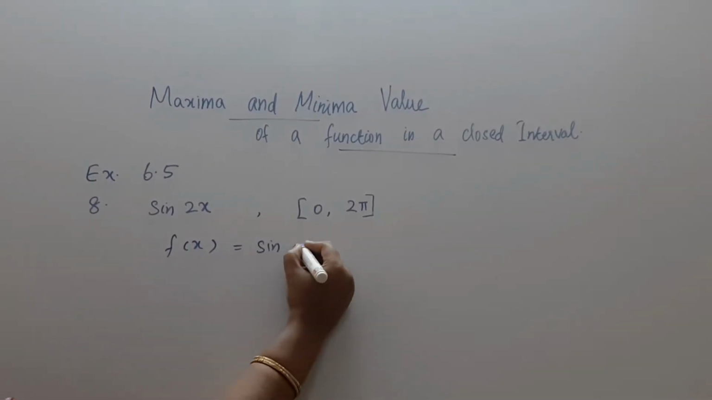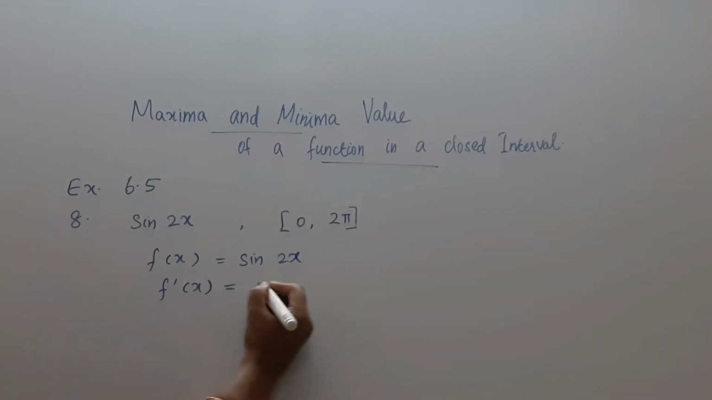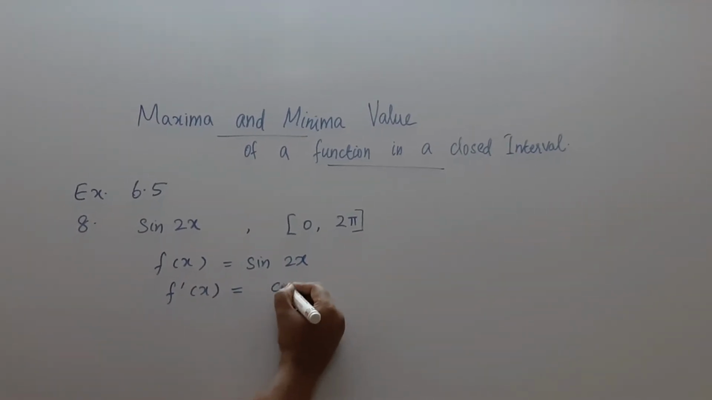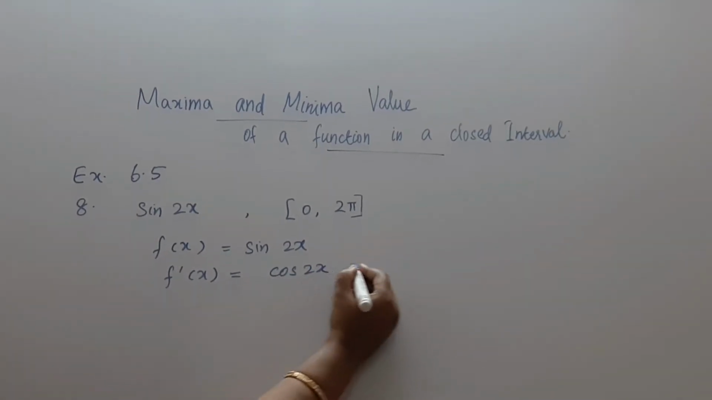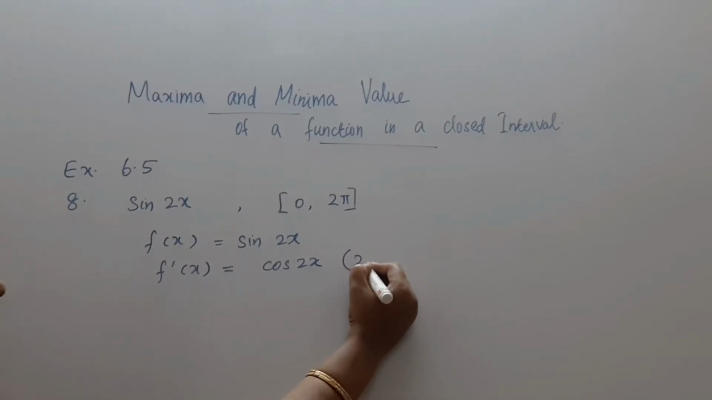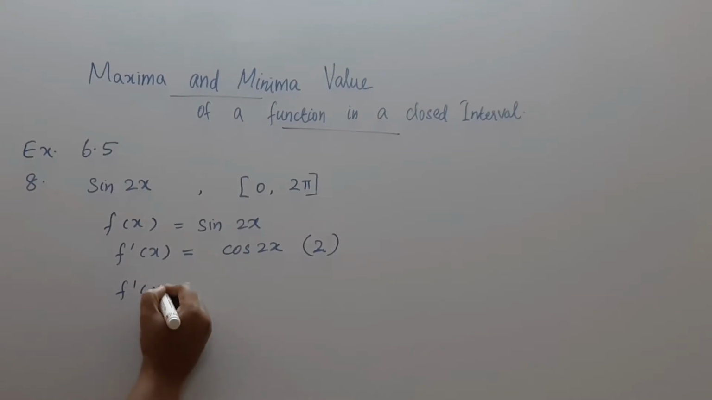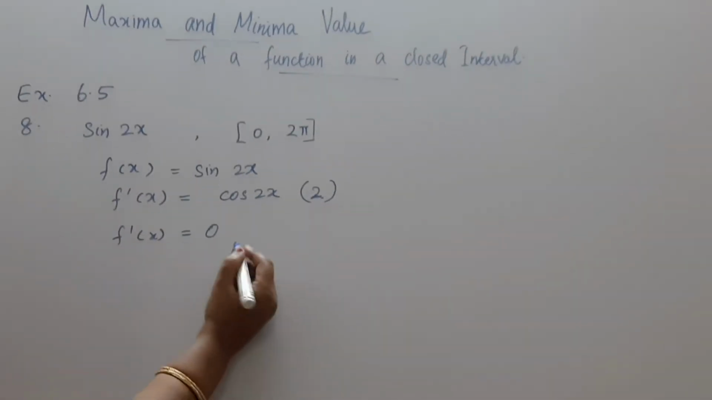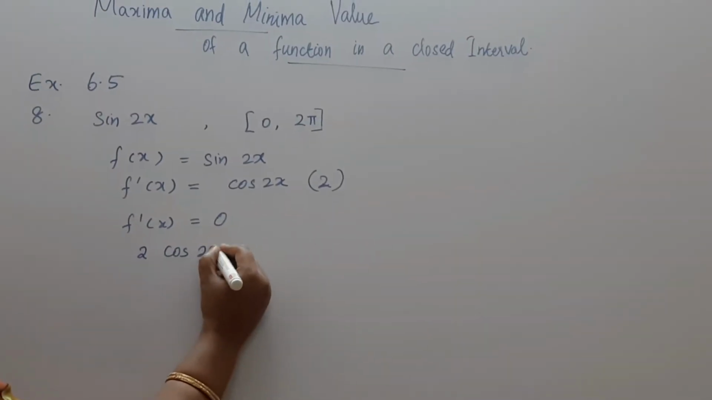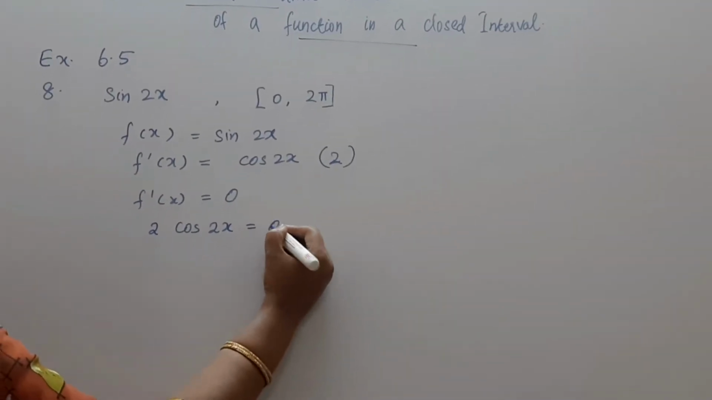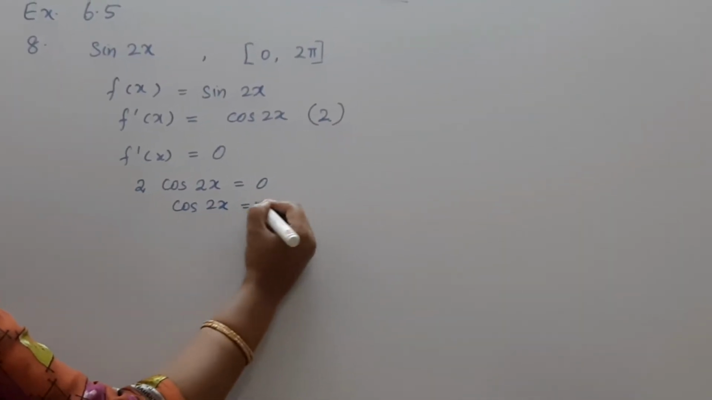The procedure is, first we have to differentiate the function, f dash of x. Differentiation of sin x is cos x. Here the argument is 2x, so we have to further differentiate 2x. When we differentiate, it is 2. Okay. So now we have to equate this first derivative to 0 to obtain the critical point. That is 2 cos 2x equal to 0, and when 2 goes to the other side, it is cos 2x equal to 0.